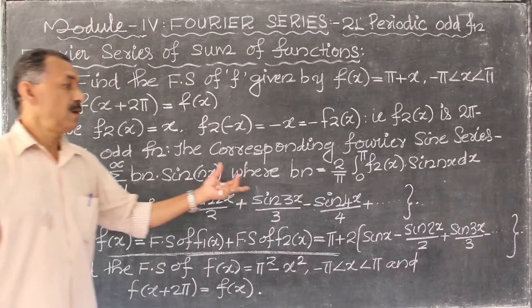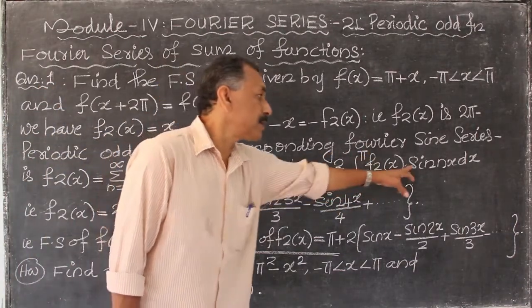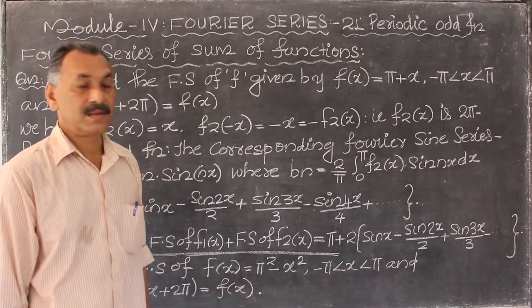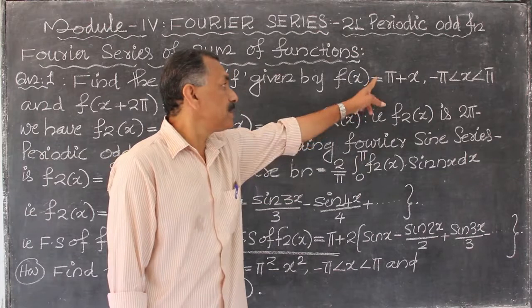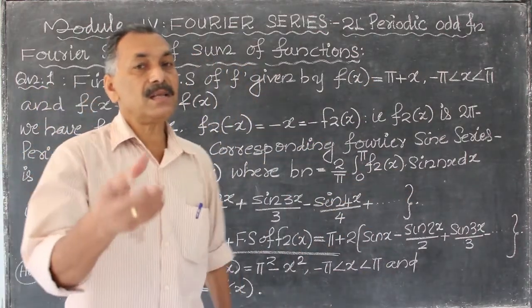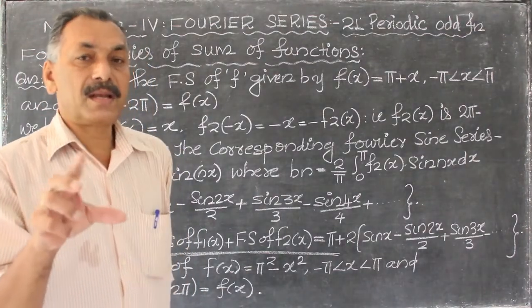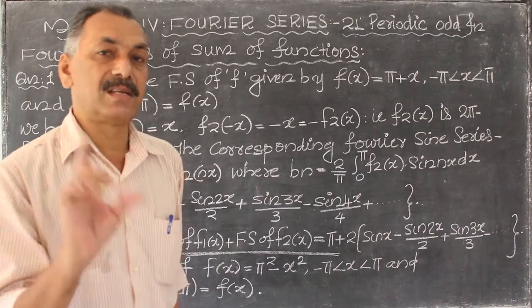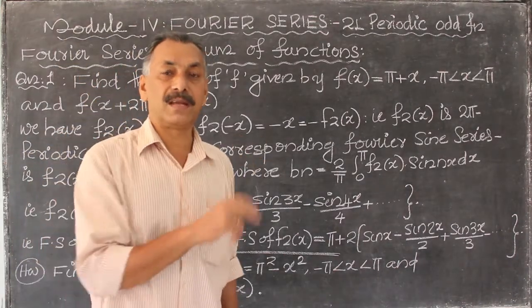What is bn? bn is equal to 2 by pi integral 0 to pi f2(x) sin nx dx. That is equal to 2 by pi integral 0 to pi f2(x) means x into sin nx dx. ആ x ഇൻ്റെ നമ്മൾ അതിന് മുമ്പ് ഓൾറെഡി ചെയ്തിട്ടുണ്ട്. ഈ പ്രോബ്ലം തന്നെ, f of x is equal to x എന്ന് പറഞ്ഞ് ചെയ്തിട്ടുണ്ട്. അന്നേരം അത് ഡയറക്റ്റ് ആയിട്ട് ആ റിസൾട്ട് എഴുതുന്നതേ ഉള്ളൂ, വീണ്ടും റിപ്പീറ്റ് ചെയ്യുന്നില്ല.